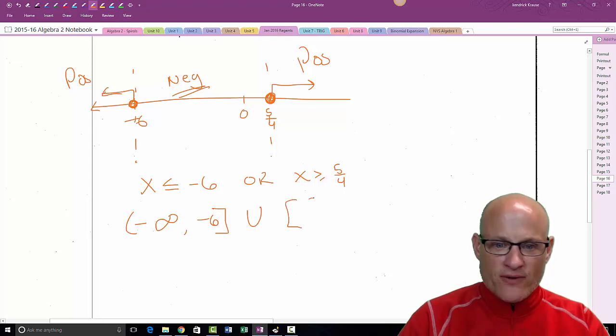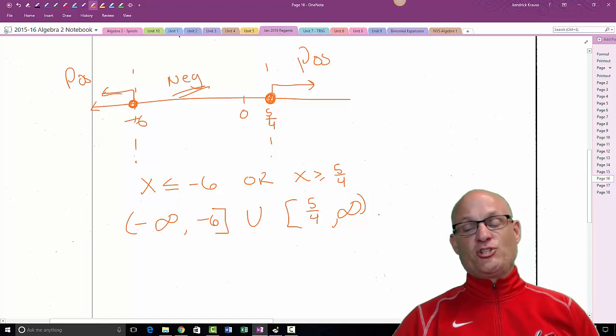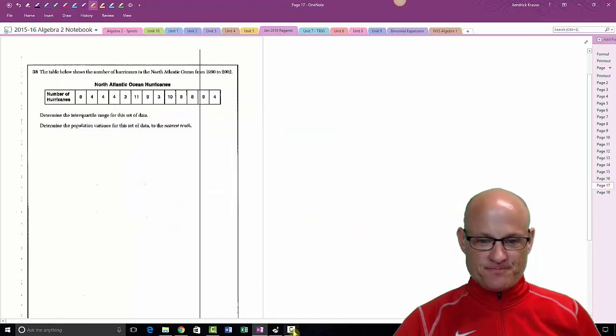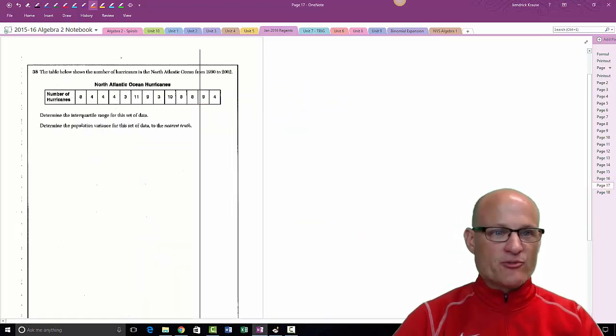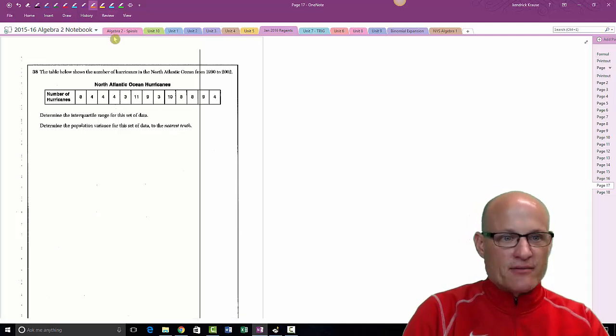Union 5 over 4 comma positive infinity. Two left, kids. Two left. Let's move it. All right, I'm going to do this one, then take a little break.